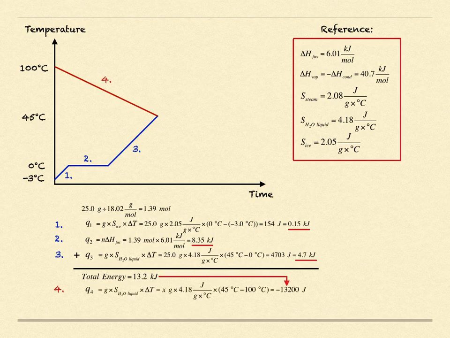Note that the 13,200 joules is negative because the heat released by the water and the heat absorbed by the ice should add to 0. Solving for the initial mass, we see that the answer is 57.5 grams.